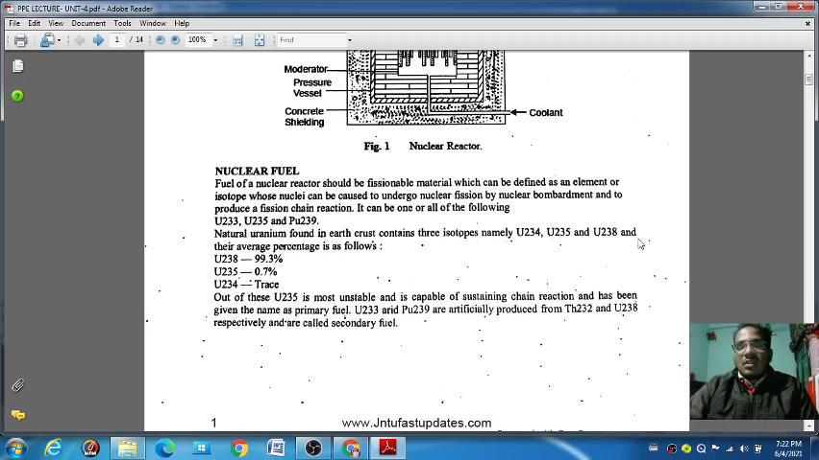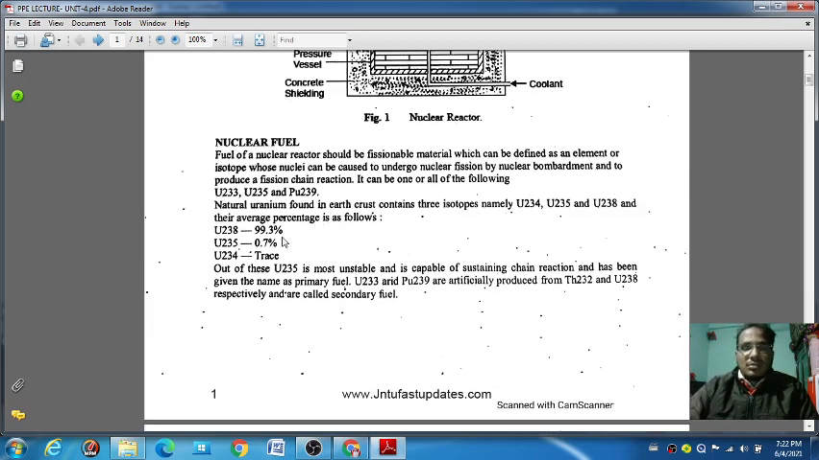So these are the different types of quality level of uranium, and also their percentage. Okay, next: U235 is the most unstable and is capable of sustaining the chain reaction. Out of these three, U235 has the capability to sustain a chain reaction easily, and has been given the name primary fuel. That's why we give it the name primary fuel.